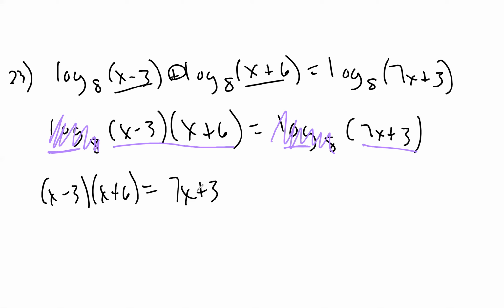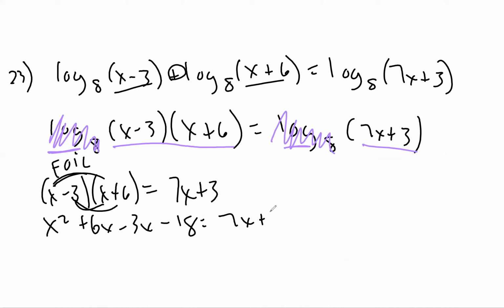And so from that, how do I, on the left-hand side, get rid of those parentheses? FOIL. So let's do that. We're going to get x squared plus 6x minus 3x minus 18 equals 7x plus 3. Perfect. Now, since we have this x squared, what's that tell me? How many answers am I looking for? 2. And what do I have to do in order to get those 2 answers? I have to factor. So I'm going to minus 7x and also minus 3 from both sides because I need this to equal 0.